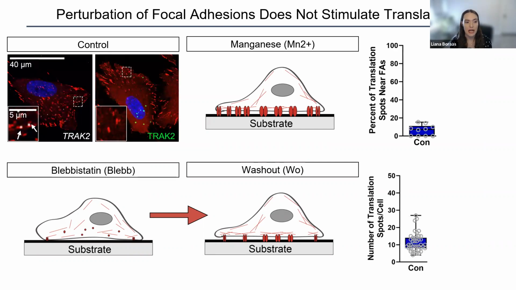So when we did this, we again repeated our single molecule FISH assay as well as our puro-PLA assay to look at RNA and translation. And so we could quantify the percent of translation near focal adhesions as well as the number of translational spots per cell to see if translation was changing either at focal adhesions or just in general in the cell.